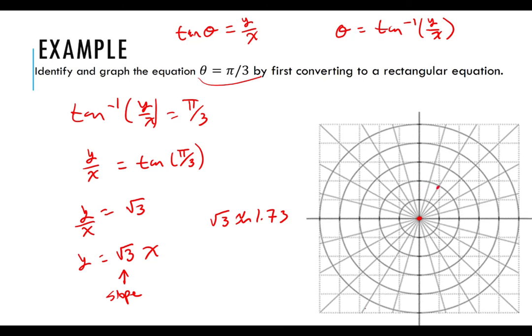And so if I connect the dots, notice that that is my line segment. Y is equal to root 3 times x, but it's kind of nice on this grid because it's the situation where theta was equal to pi thirds for all positive and negative and 0 r values. And so this is just a line.